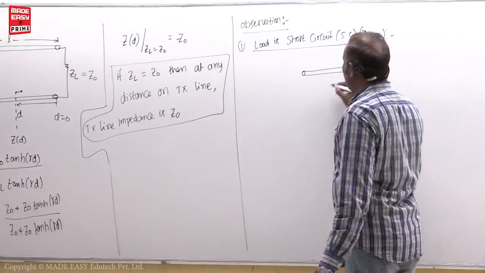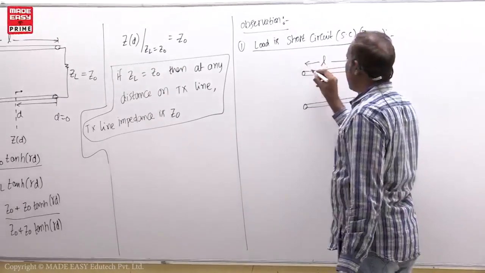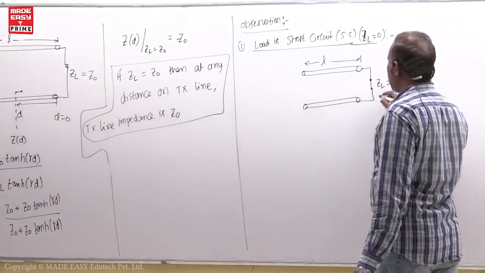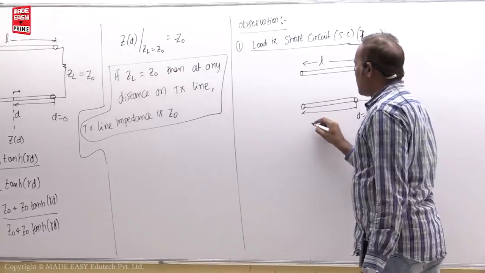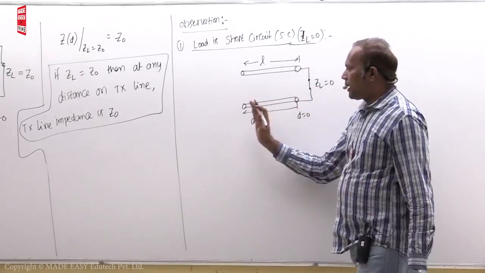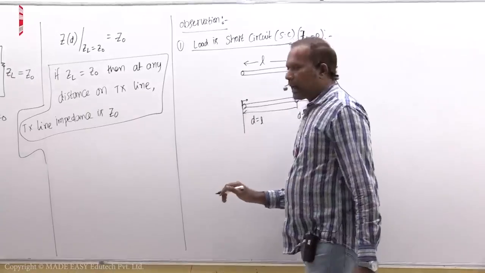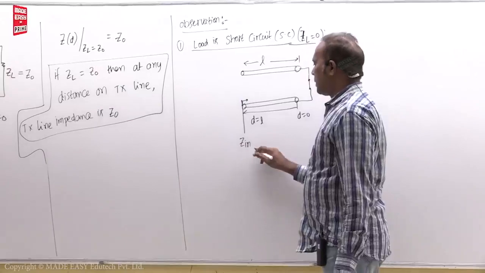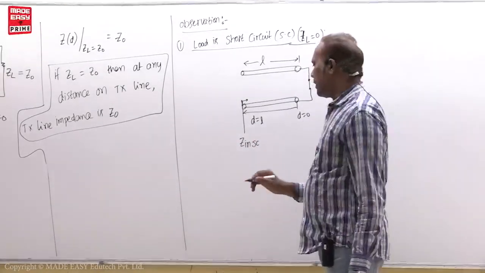If load is short circuit, then let us say total length of the transmission line is L. ZL is equal to 0 or D is equal to 0. Then if I substitute D is equal to L, what does it mean? I came to the input, then I am finding input impedance. So this is called input impedance. When load is short circuit, it is called Zin of SC.